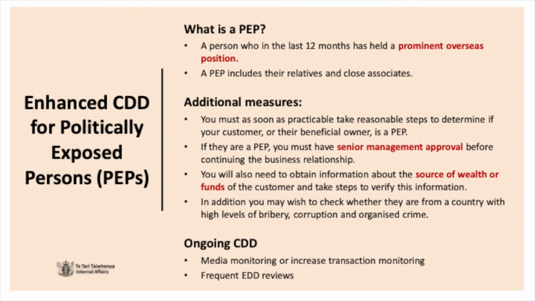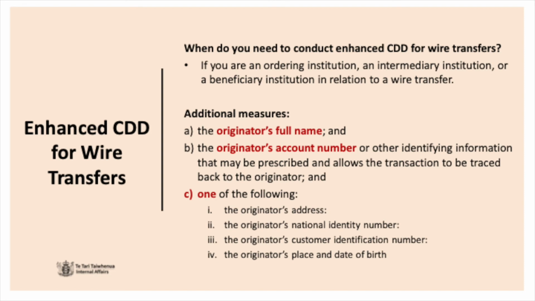EDD for wire transfers. Wire transfers are electronically transferred funds, usually by the SWIFT network or internet-based systems. A reporting entity must conduct enhanced customer due diligence in accordance with Sections 27 and 28 if it is an ordering institution, an intermediary institution, or a beneficiary institution in relation to a wire transfer. Those institutions are names of parties to a wire transfer. And to learn more about these terms, please refer to our guidance on wire transfers on our website.